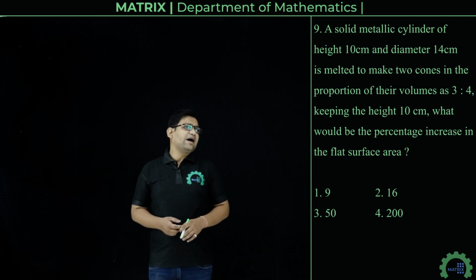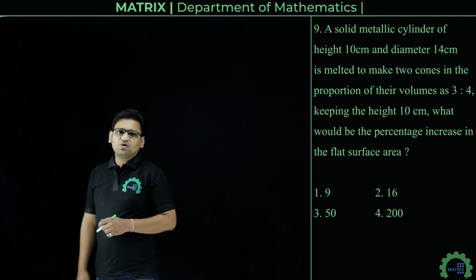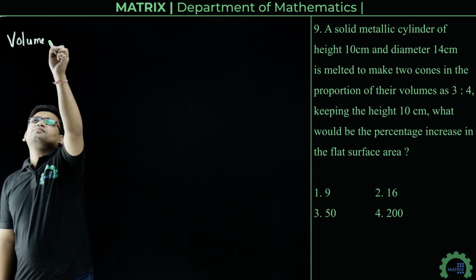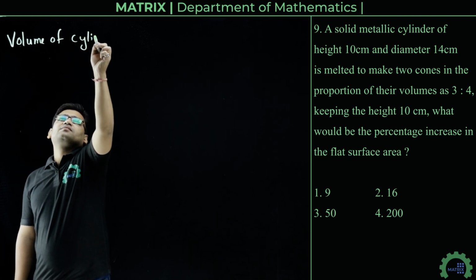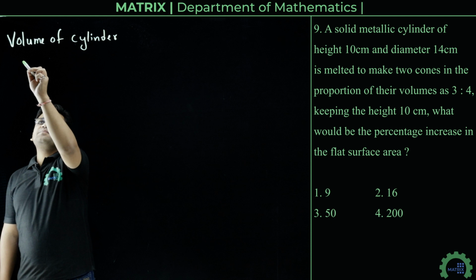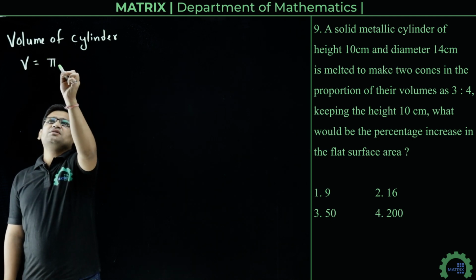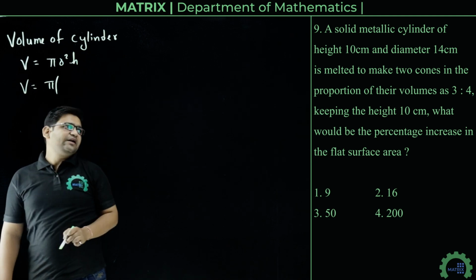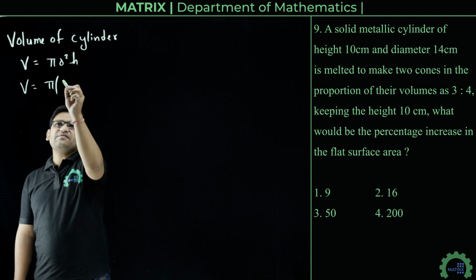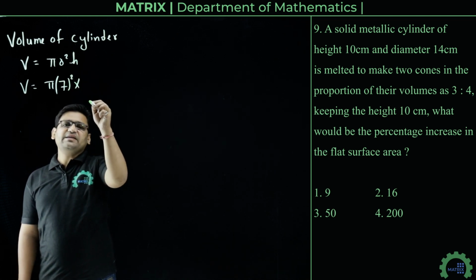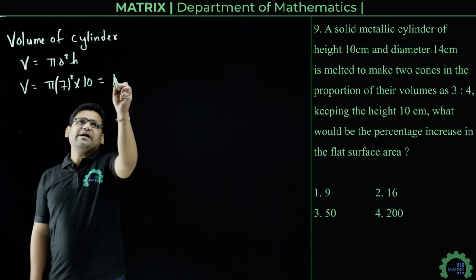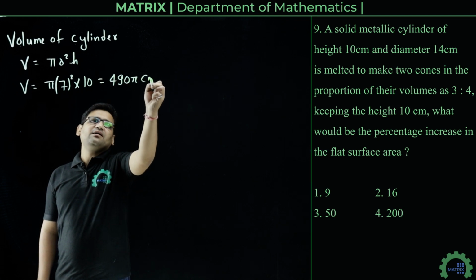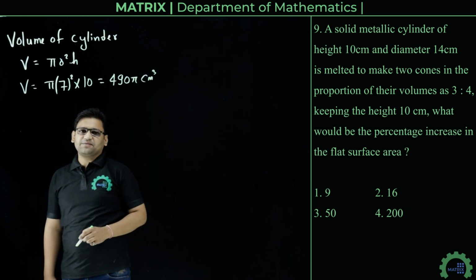So first of all, we have been given the height and diameter of the cylinder, so we can find its volume. Volume of cylinder is pi r square h. Pi into radius, diameter is 14, so radius is 7. So 7 square into height, that is 10. So this is 490 pi centimeter cube. This is the volume of the cylinder.